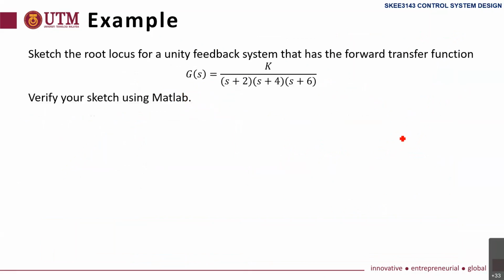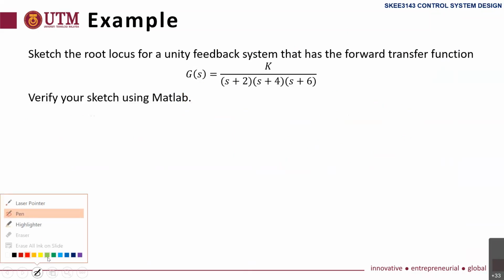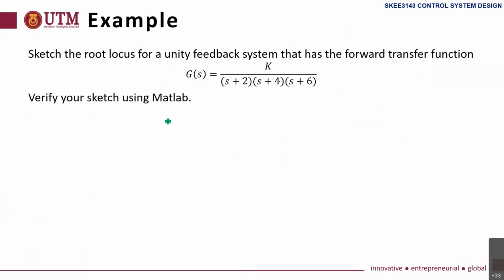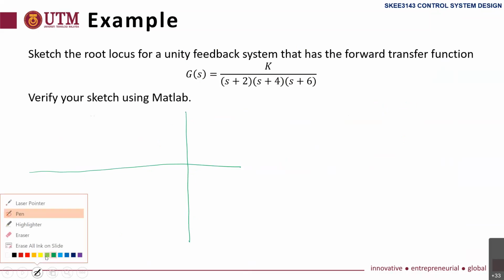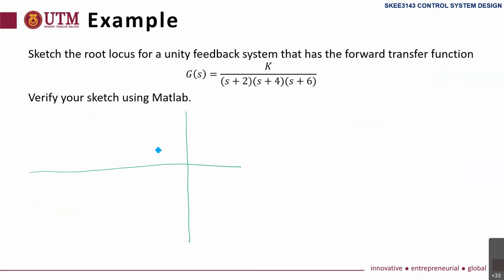Let's move on. Let's do a simple sketch. As for this example, we can do it very quickly. Let's do it together. We have 3 poles. I will plot poles at -2, -4, -6.